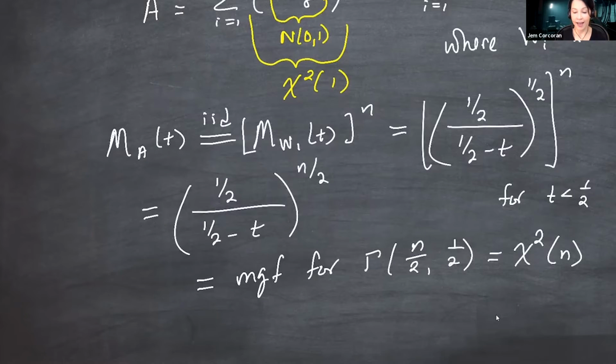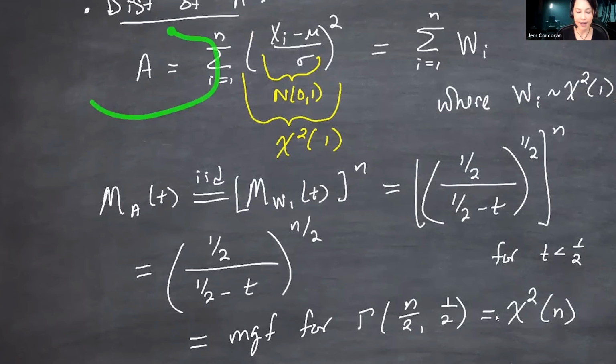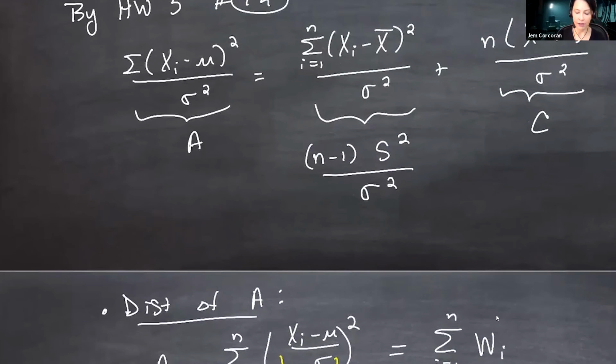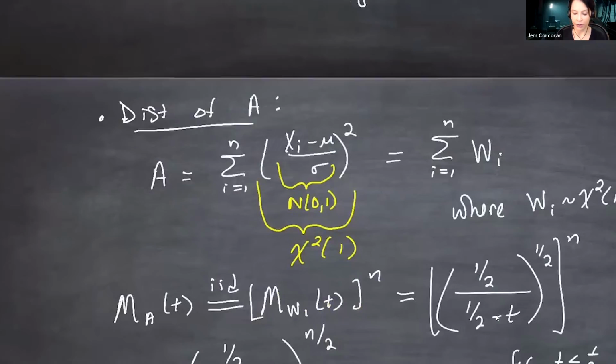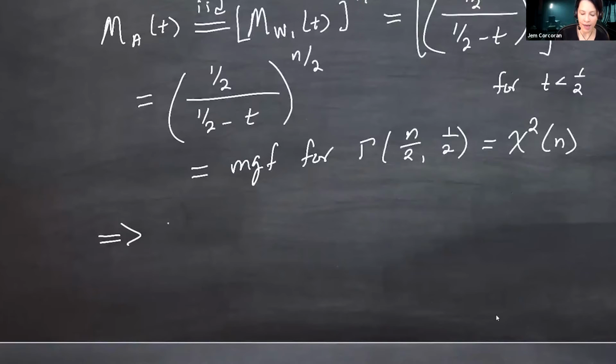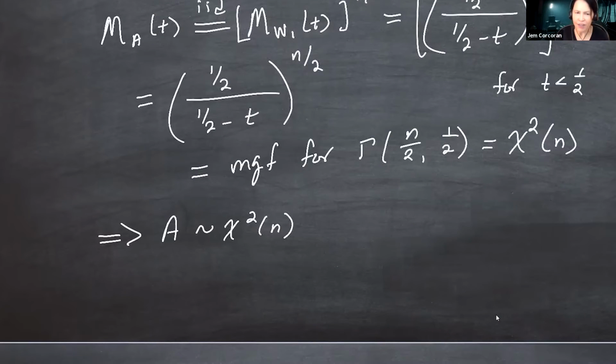So A, the term on the left-hand side of that expansion, is the sum of a bunch of chi-squared 1s. And so now, going back to this, we have the distribution of A. Right, so we know that A is chi-squared n. So any questions before I move on? I just love this because it takes a piece of everything we've done since the first day of class. It's all coming together now.